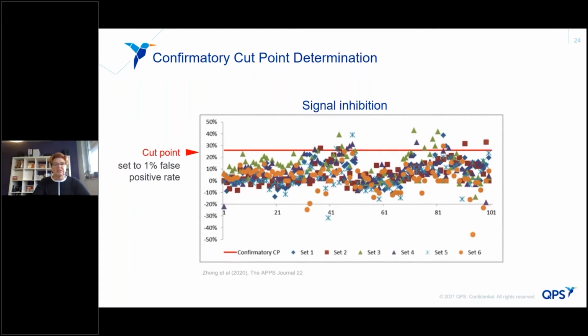In this case, all the individual samples are measured again in the 6 runs with and without excess of drug. And then the signal inhibition in the presence of excess drug is calculated. This typically varies between -20 and +20% due to variability in the assay. And then the cut point was defined based on a 1% false positive rate.